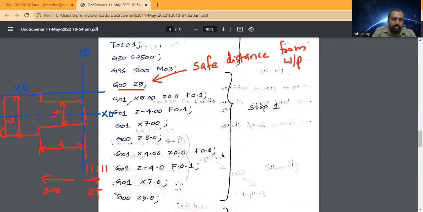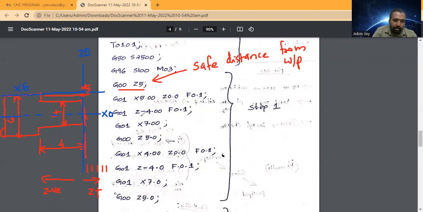And then G01 X5. Okay, so this is X5 and Z0. So the tool will reach here. This point is Z0 and the diameter is X5. X5 Z0. The outer diameter is X6. So this is X5 and this is Z0 and feed is 0.1. So now this is the tool's position.